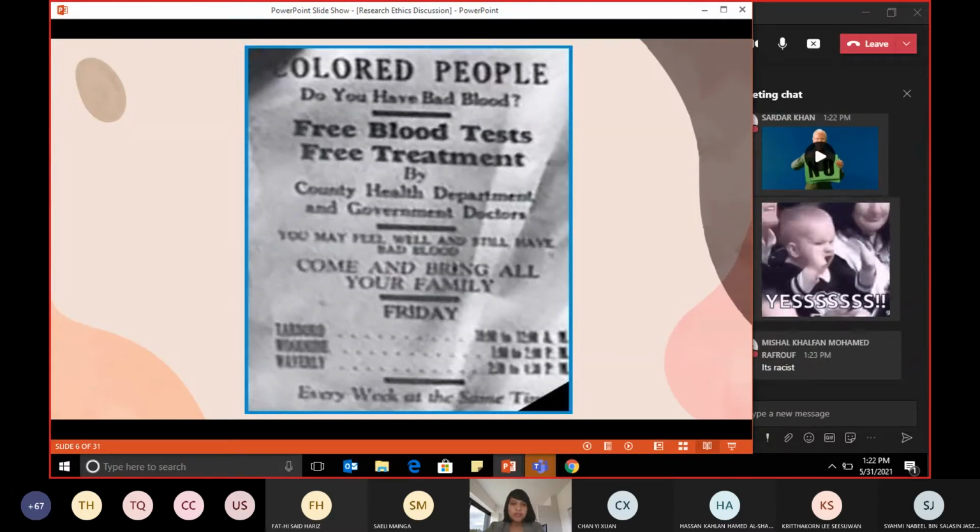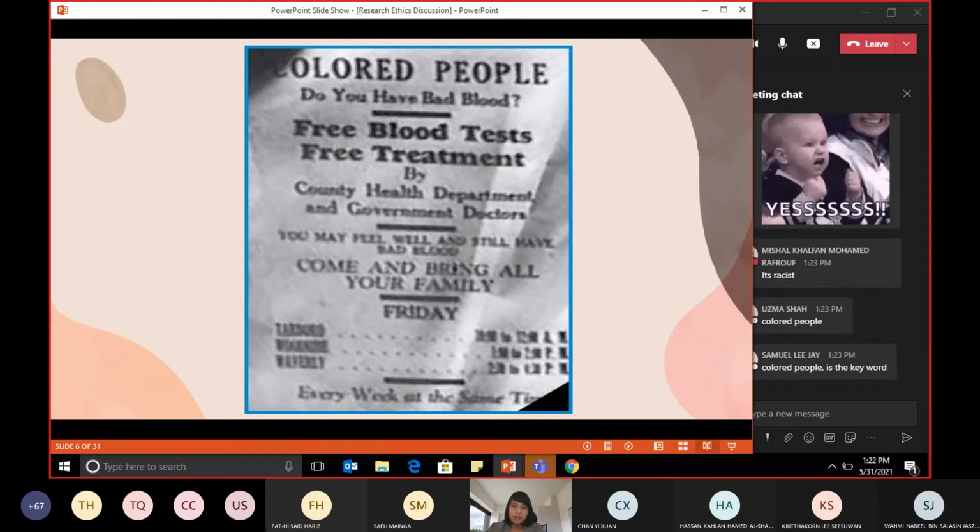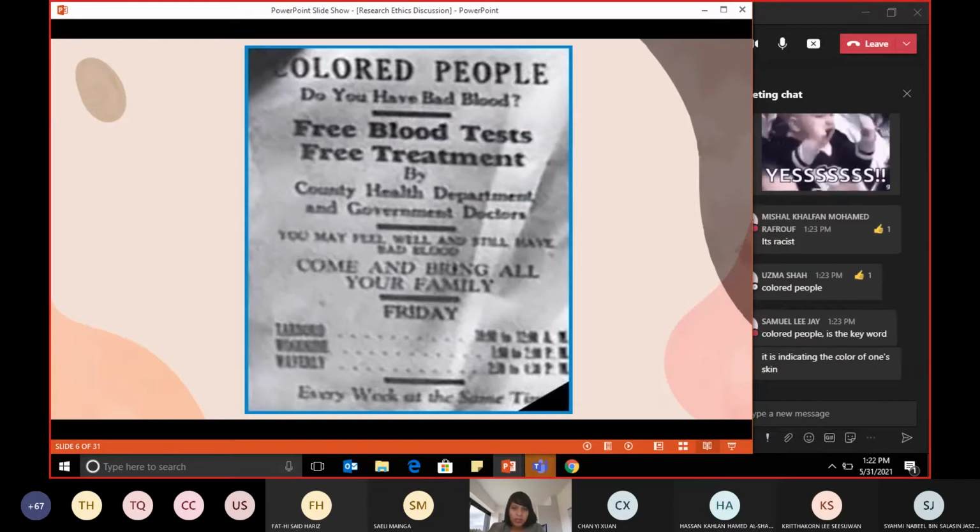It's racist. Why? How do you know that it is racist? Colored people. Okay, that's the phrase, colored people, that's the keyword. Anything else? Any other terms that you believe are too racist? Okay, it is indicating the color of one's skin.